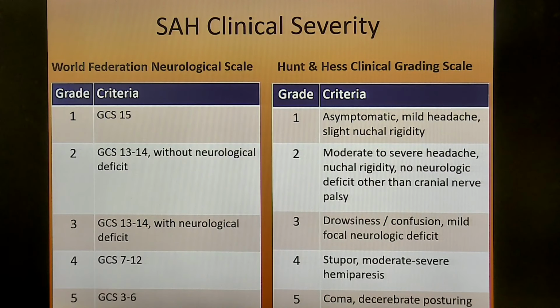There are scoring systems used to grade the clinical severity of subarachnoid hemorrhage. In fact, when doing an admission, we document the Hunt and Hess score for these patients. As you can see, the higher the number, the worse the severity of the patient's condition upon presentation.